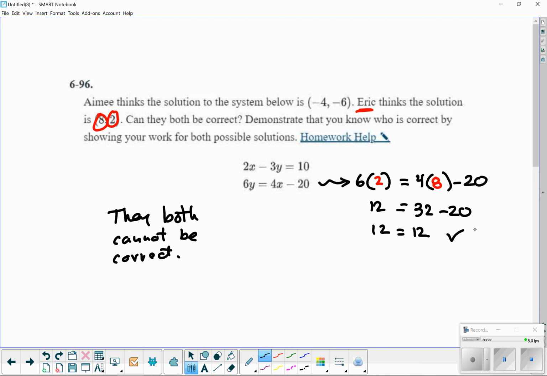So far, the bottom one works, but we have to do the top also. Okay, let's go ahead and do the top. I'm going to put it down here and copy this down. 2 times x, and for Eric, x is 8.